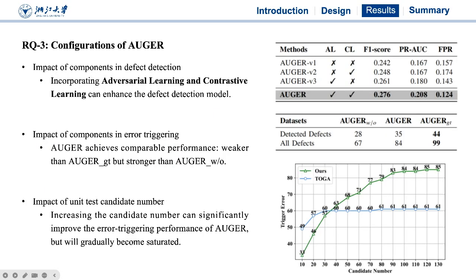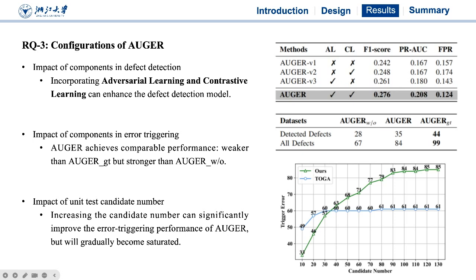The third RQ is to evaluate the impact of different settings on the performance of Augur. First, we evaluate the role of the defect detection component in Augur. Among them, the 2 components of adversarial learning and contrastive learning make significant contributions to Augur. Combining them can achieve the best performance.